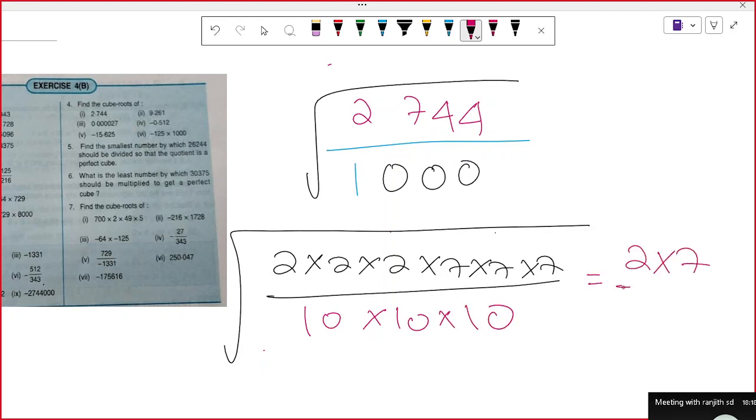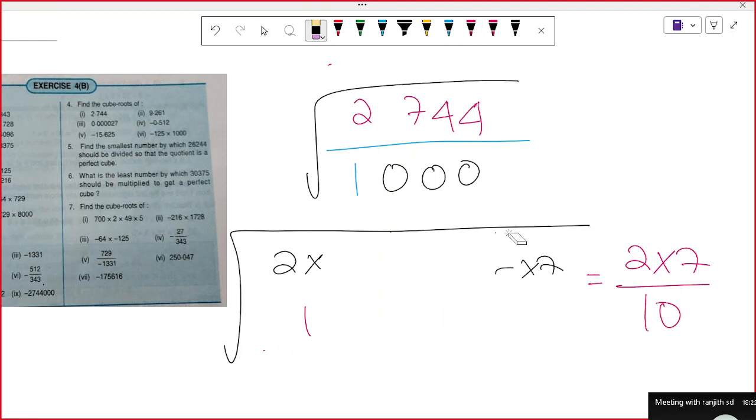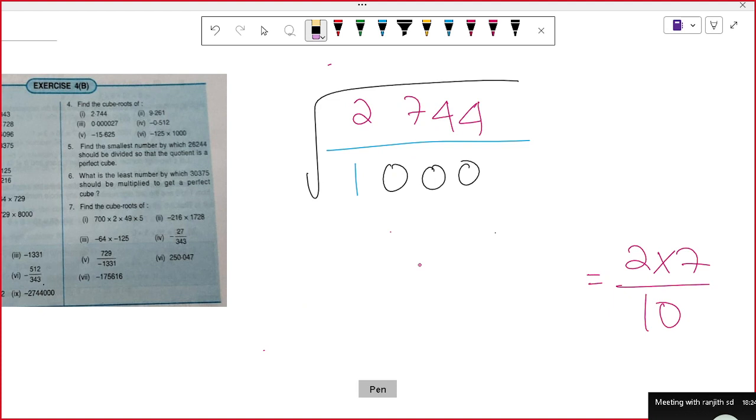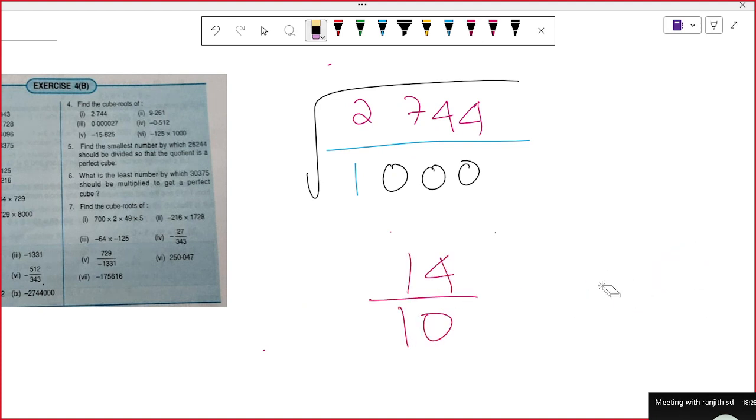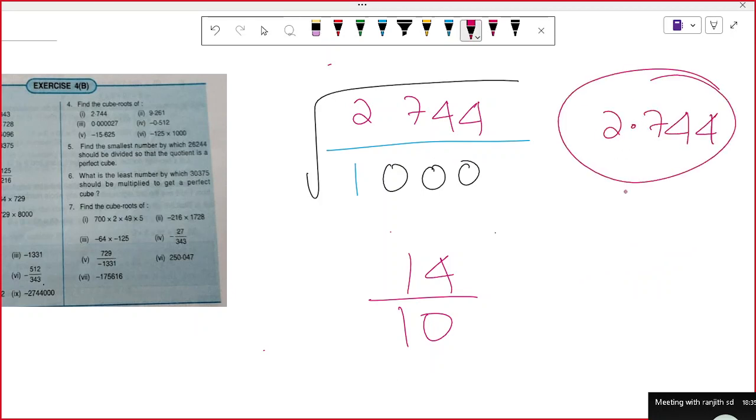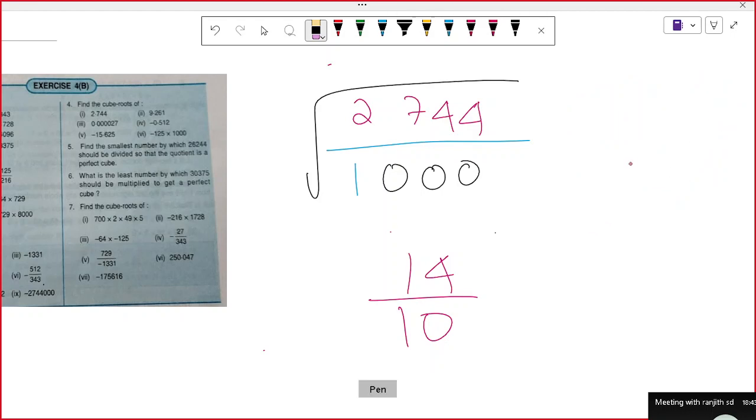1, 2, 7 and down 10. So 10. 2 ones are 2, and 2 sevens are 14. So it is 14 by 10. We don't need this in fraction form. The main question is in decimal, right? 2.744 is in decimal, so you also have to place the decimal. Instead of 10, we get 1.4.